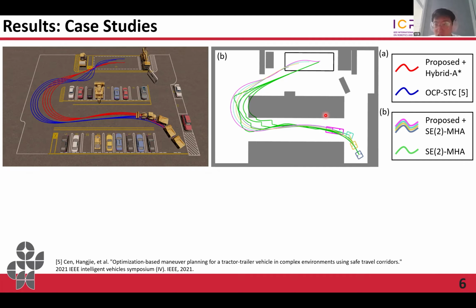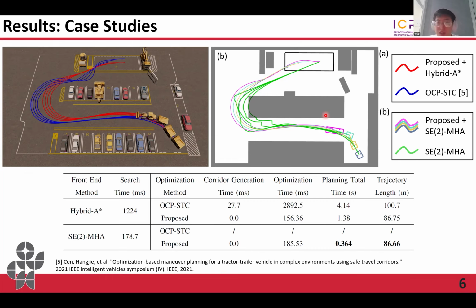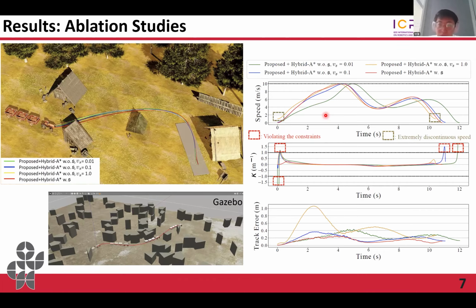The OCPSDC causes the robot to take bigger turns and doesn't make use of the collision-free area at the edge of the parking space. As shown in this table, with the greedy front end, our method achieves a total planning time of only 0.36 seconds versus over 4 seconds for OCPSDC with Hybrid A star.